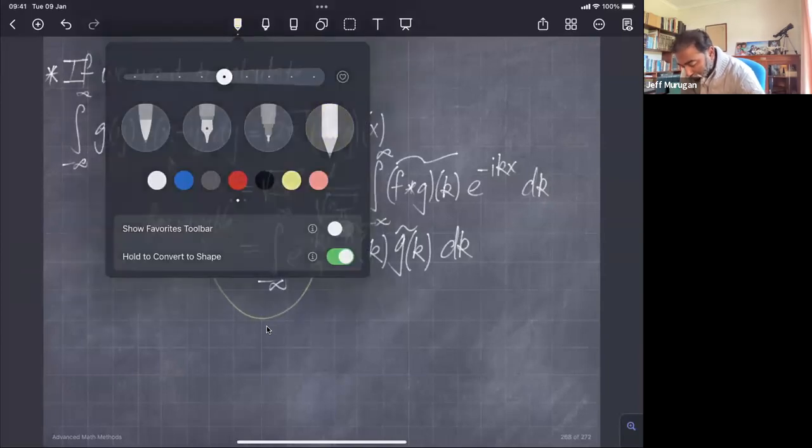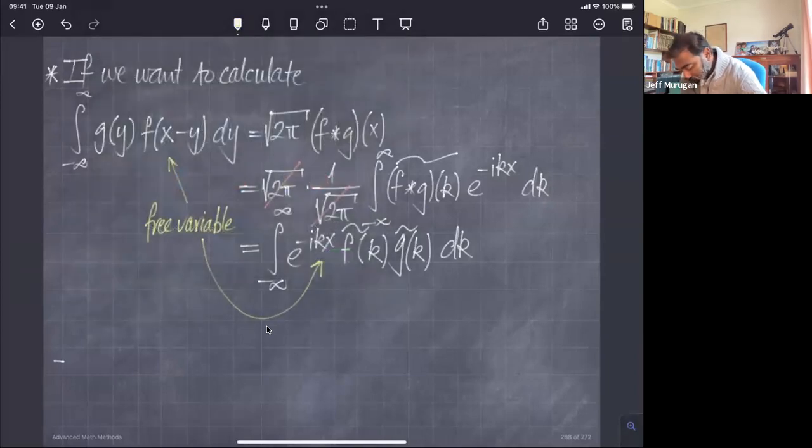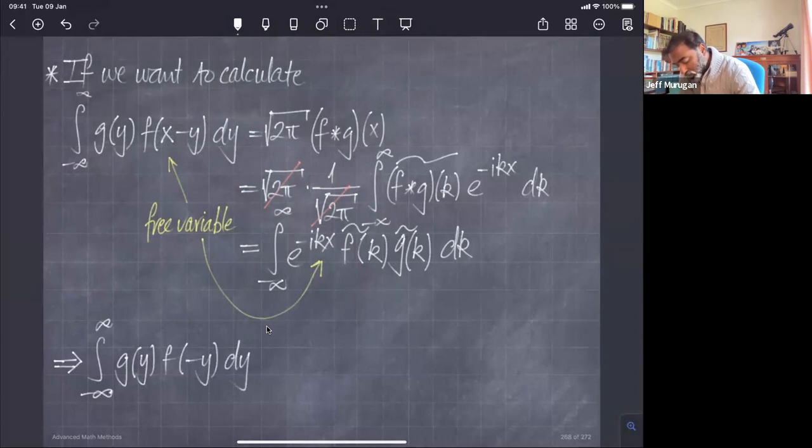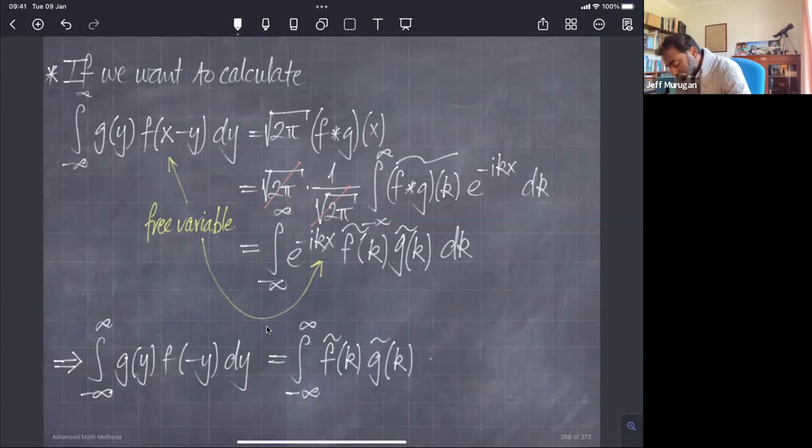So by setting x equal to zero, the integral from minus infinity to infinity of g of y f of minus y dy is equal to the integral from minus infinity to infinity of f tilde of k, the Fourier transform of f, times g tilde of k, integrated with respect to k.